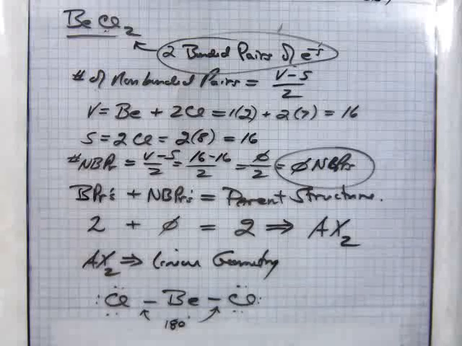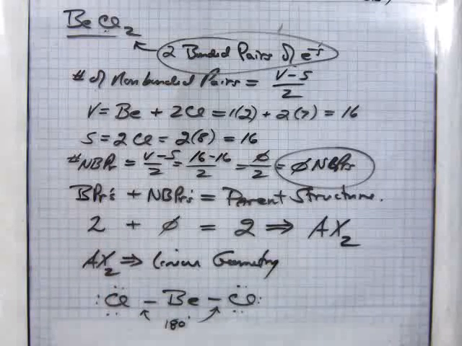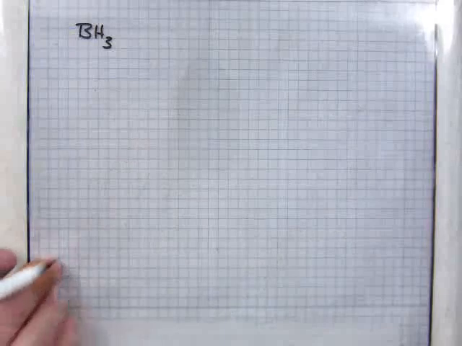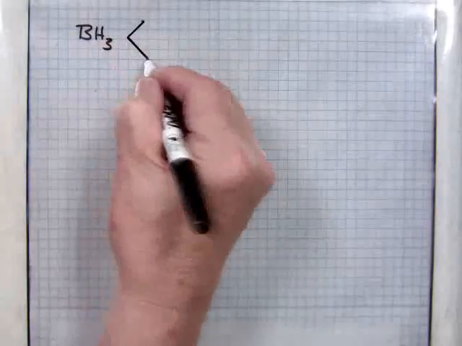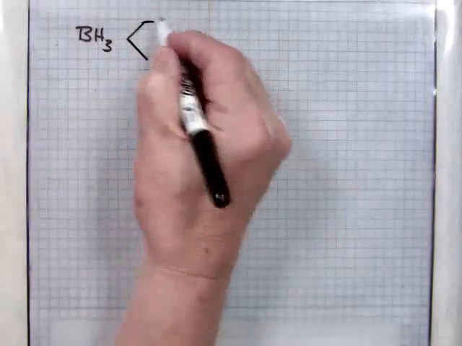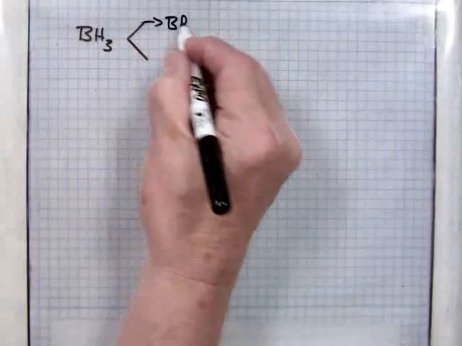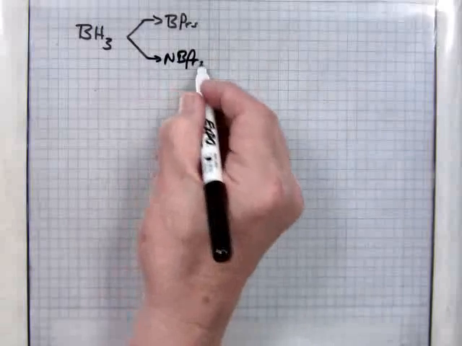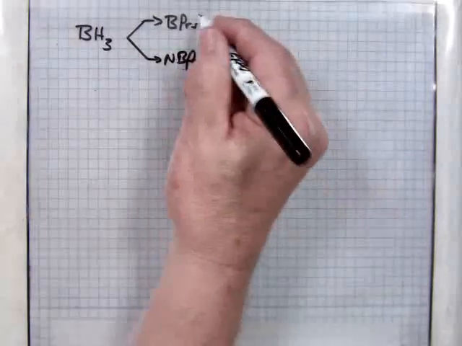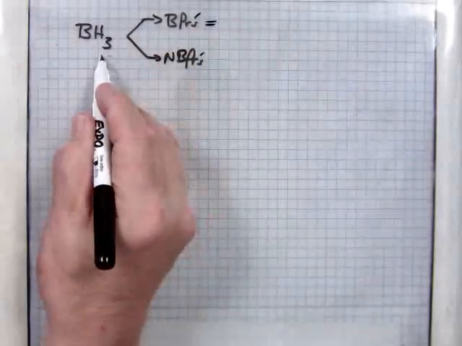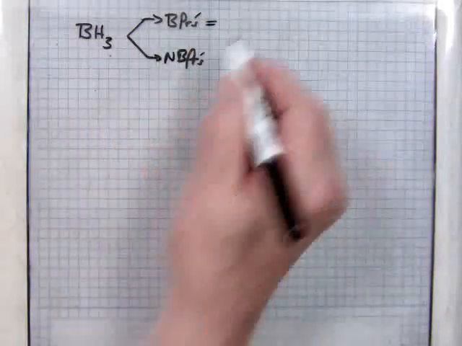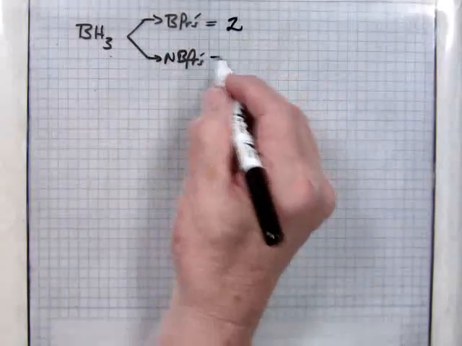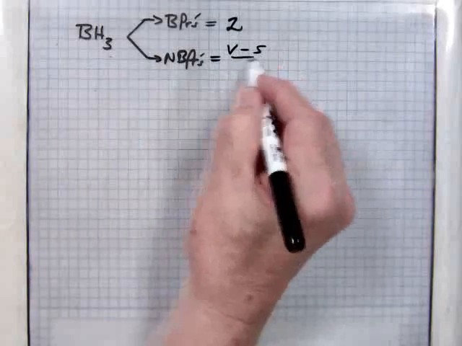Okay? Now the same thing will be applied to the next example. We'll use hydrogen in this one, boron trihydride. So we need 2 things, right? We need the number of bonded pairs and the number of non-bonded pairs. So you can look at it and tell how many bonded pairs you have. So there are 3. The non-bonded pairs is valence minus substrate over 2.